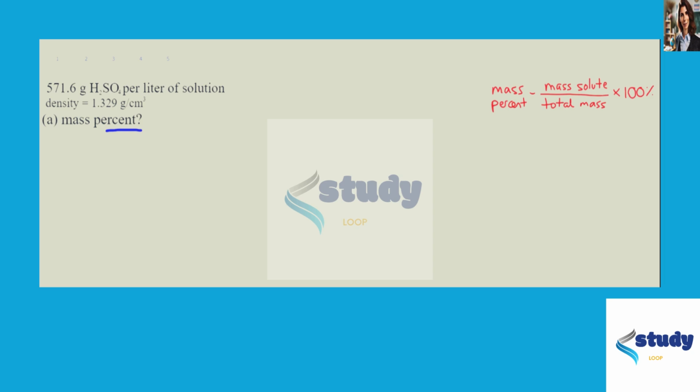recall that the equation for mass percent is mass of solute divided by the total mass times 100%. So we already know the mass of the solute, that's the 571 grams. What we need is the total mass of the solution. And so here's what we know. We know that 1 liter of solution is 1,000 milliliters.